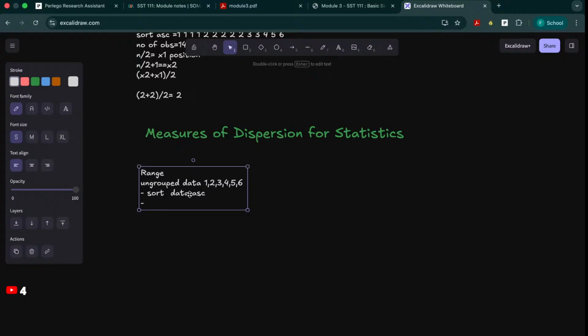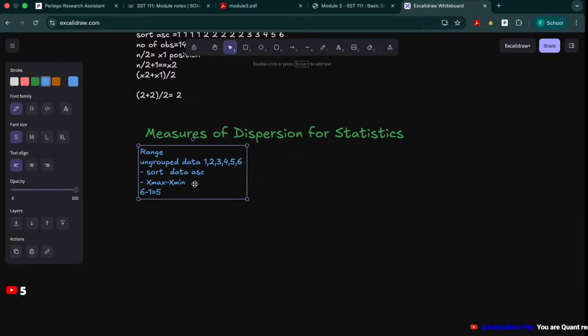So we were here: sort the data, then you subtract the x minimum from the x maximum. So that is how we do range. For this example, we can do 6 minus 1 is equal to 5. So this is our range. That is how we do range.